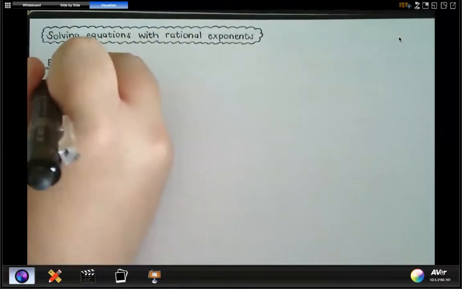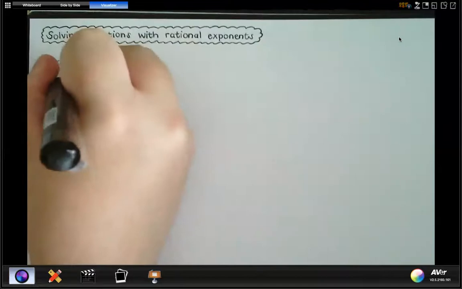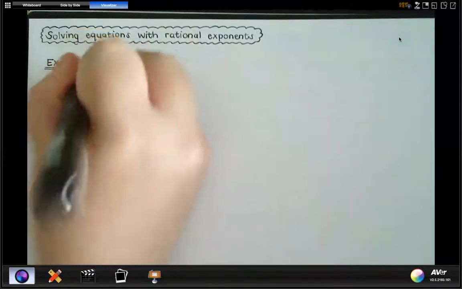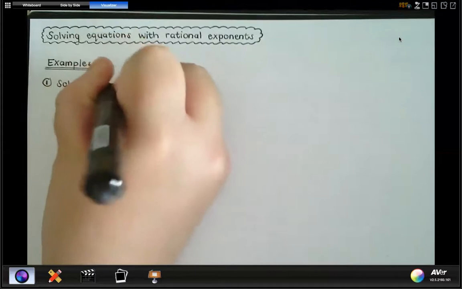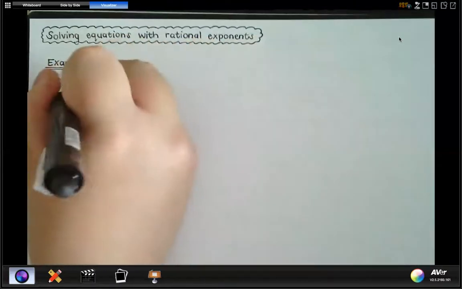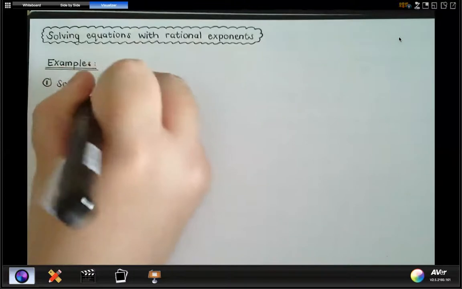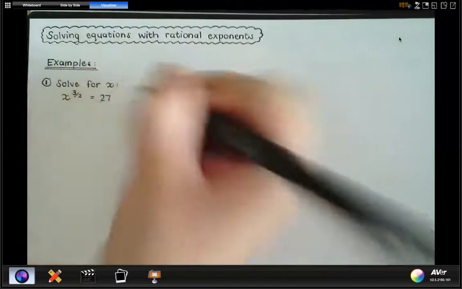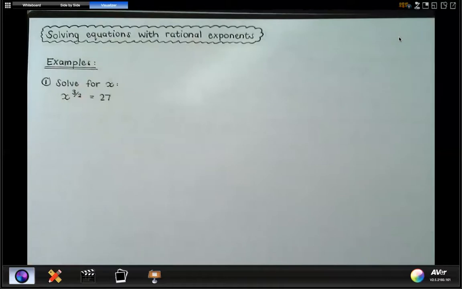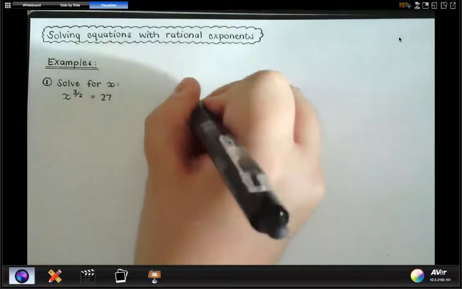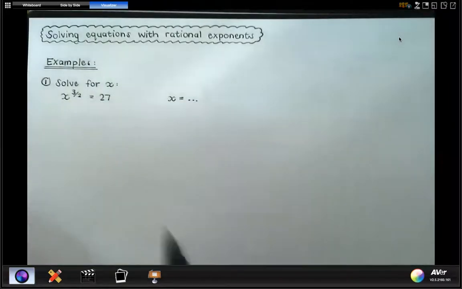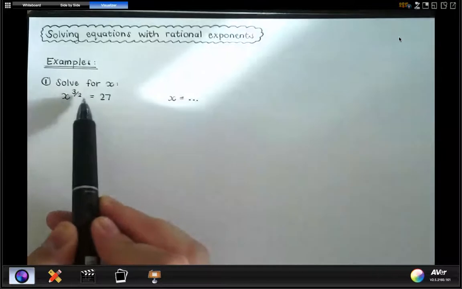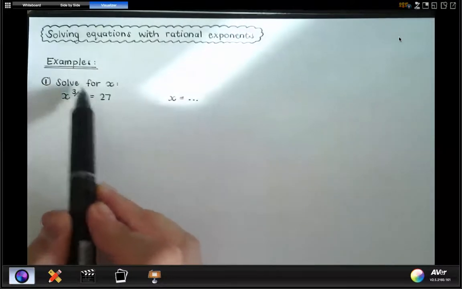And then for the first one, we are solving for x. We have x to the power of 3 over 2 is equal to 27. Now, obviously, when we are solving for x, we want just x to the power of 1 equal to a number. If we have just x equals something, then we've solved for x. So in a sense, we want to try and get rid of this exponent, which is 3 over 2. We want to try and cancel it out.